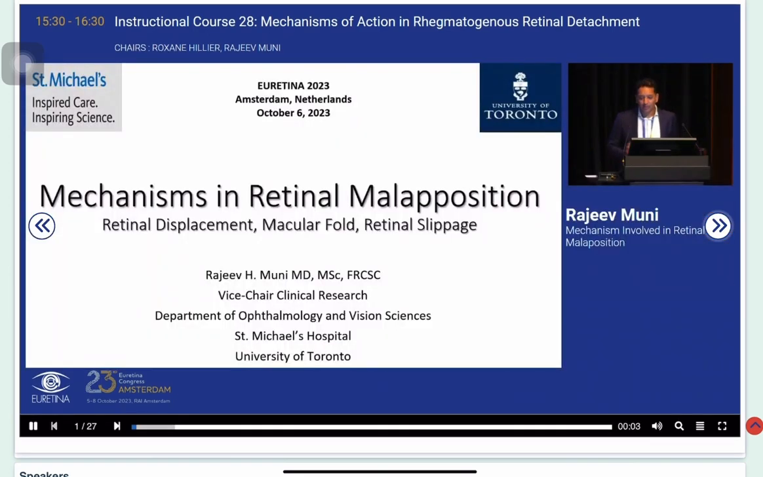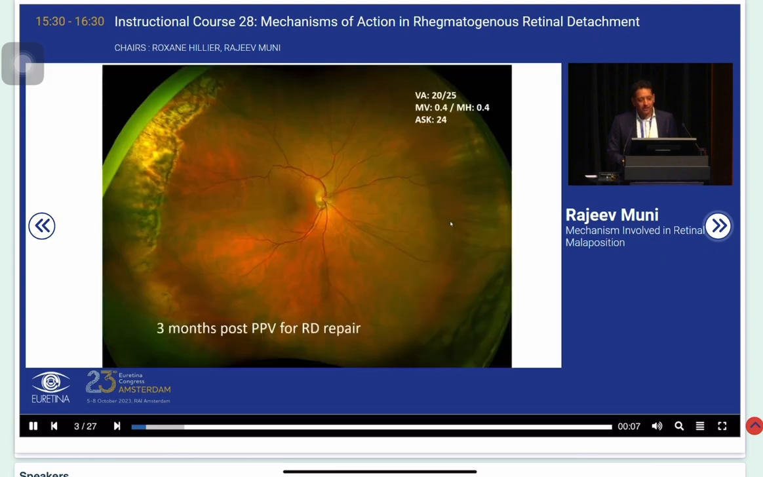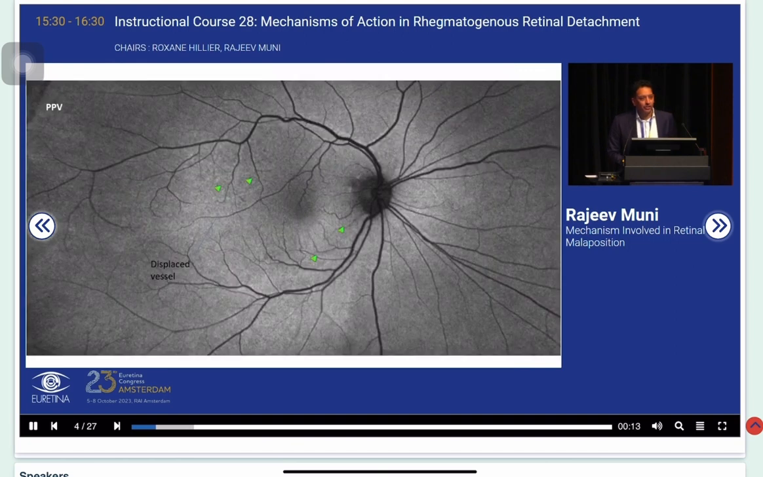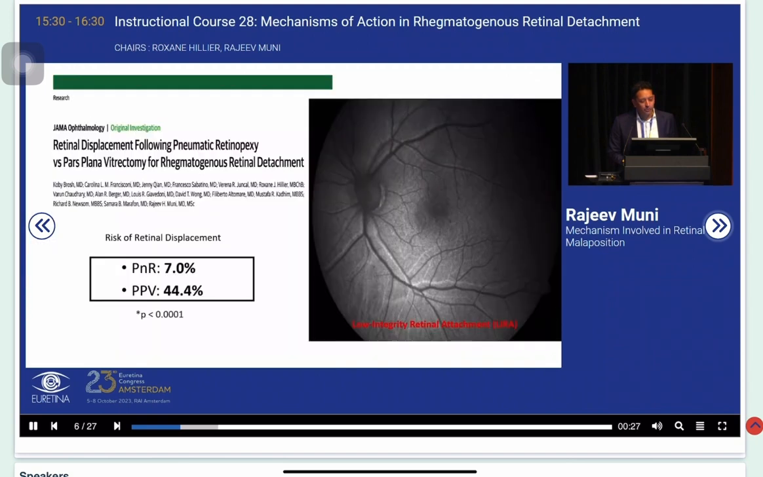I'm now going to talk about mechanisms in retinal malapposition, including retinal displacement. So let's go back to our patient who had severe aniseikonia despite good visual acuity. If we look at the fundus autofluorescence, we see these hyper-autofluorescent lines indicating the location of the retinal vessels before the detachment, and we can see that the retina has shifted. This is a patient following pneumatic retinopexy where we don't see those hyper-autofluorescent lines, where the functional outcomes were better.